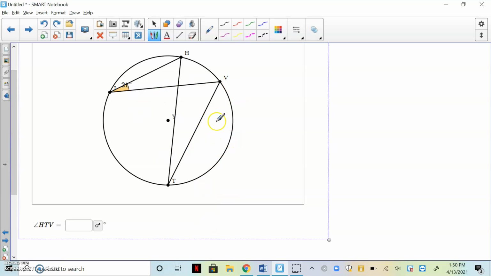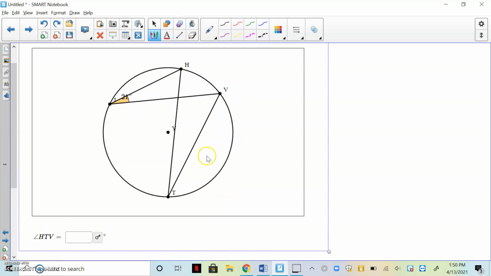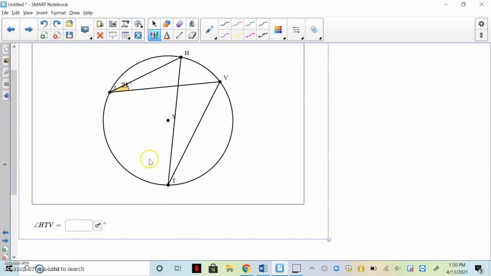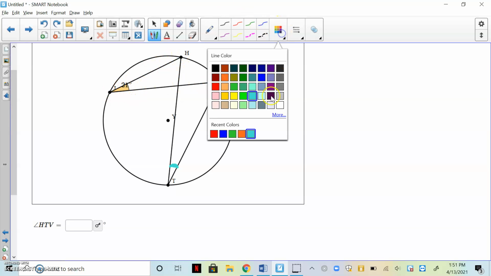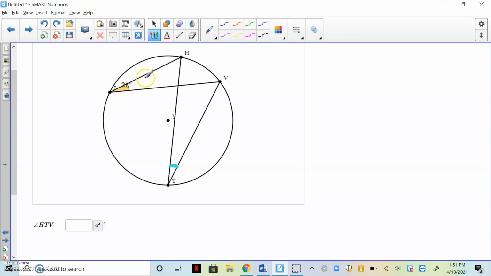So this one's a little funny looking. It looks like kind of a lot, but just focus on what you have and what you're looking for. So we want to find angle HTV. So let's first find that angle. Yeah, that's gonna be this guy right here. So we know that this inscribed angle, this is another inscribed angle, is 21 degrees. This guy is 21 degrees.